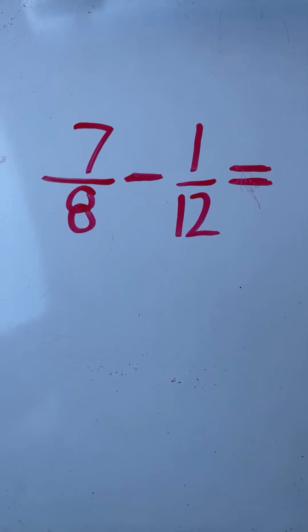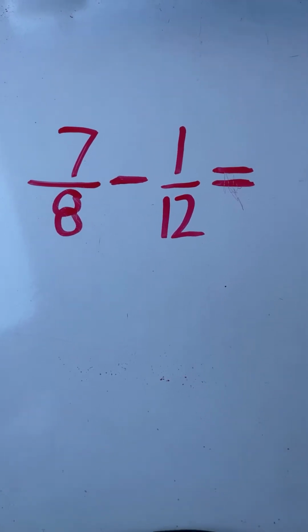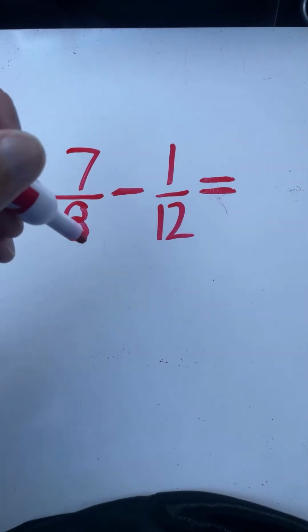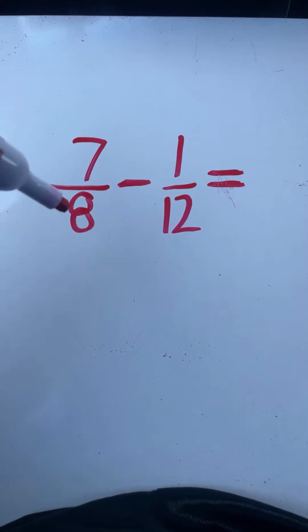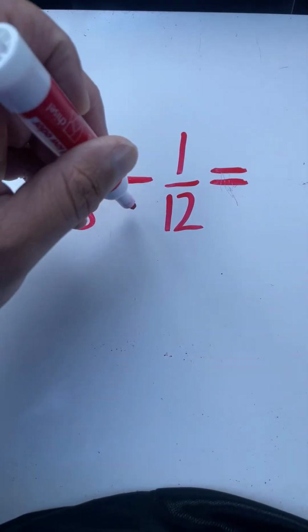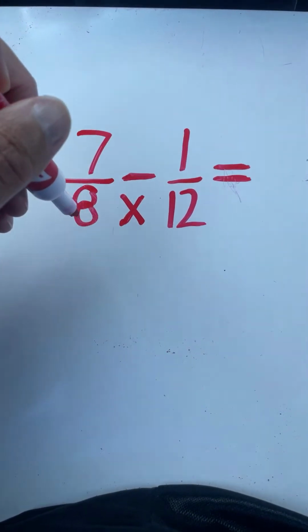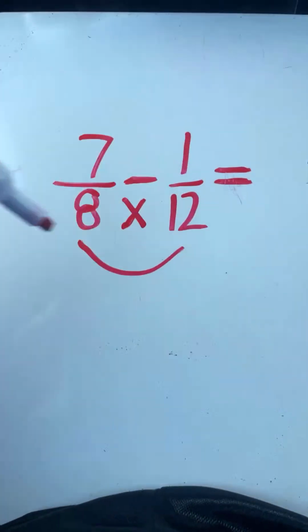So step 1, when we're dealing with fractions that have different denominators, our first step is we have to multiply our two separate denominators to get a common denominator. So we're going to start out by multiplying 8 times 12. 8 times 12 is 96. So 96 is our common denominator.